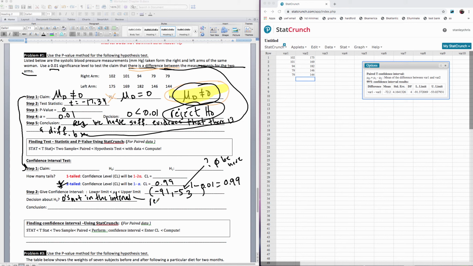So this should be a reject H null, which is the same thing we did up here. It's the same decision. And this conclusion is the same. We have strong evidence that her left arm is not the same as her right arm. I mean, it's kind of obvious.